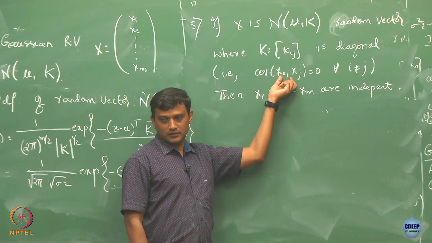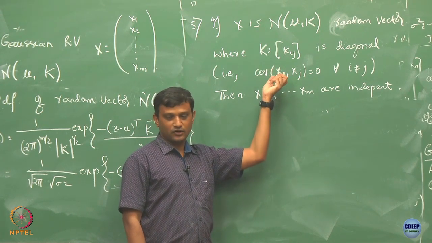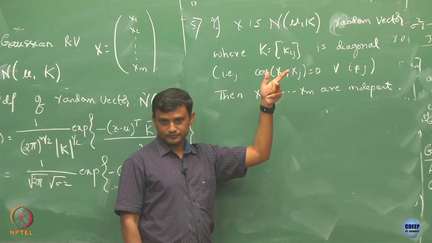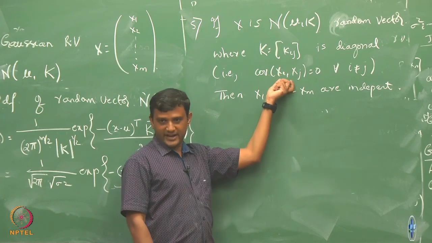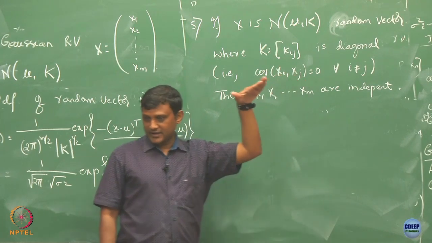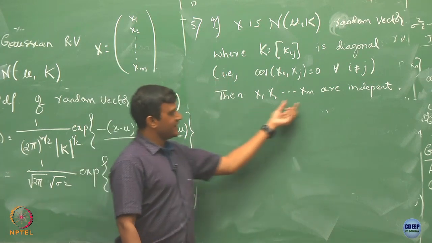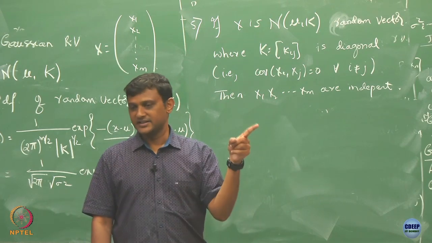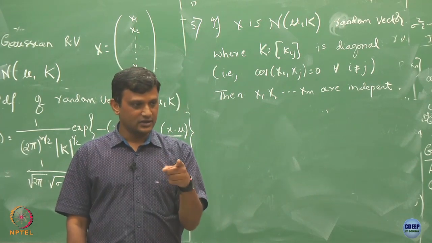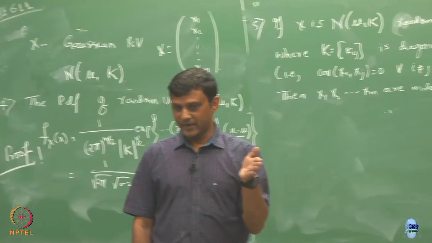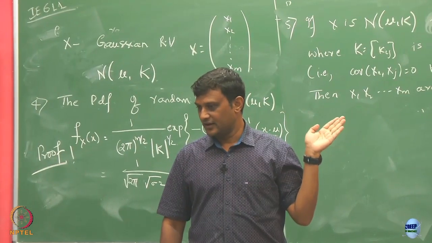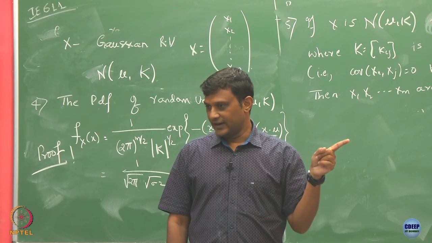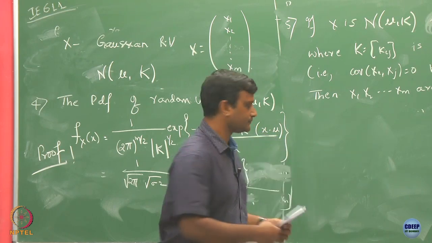Off-diagonals all 0 means what here? In terms of covariance, when we say covariance of Xi and Xj is equal to 0, we say they are uncorrelated, right? So all pairs of random variables are uncorrelated. If that happens, then these random variables are actually independent. You remember in the last class we said independence implies uncorrelatedness, but uncorrelatedness does not imply independence. But it so happens that for a Gaussian random variable, uncorrelated also implies independence.